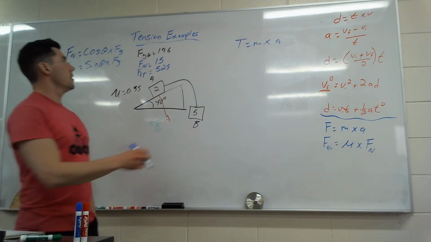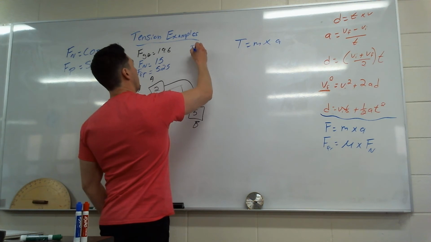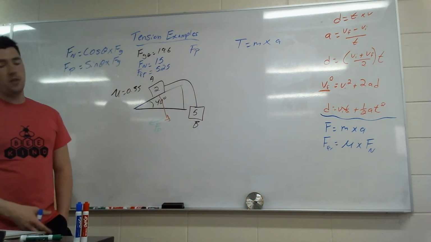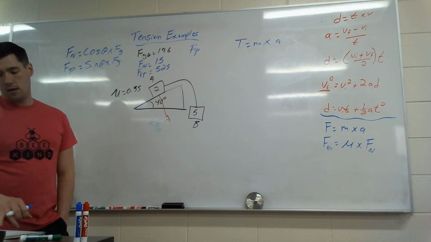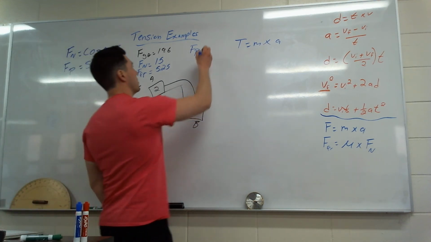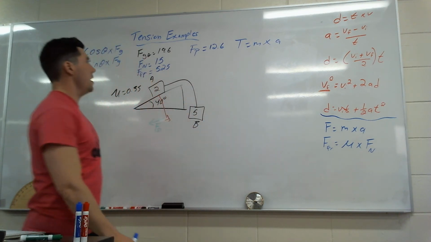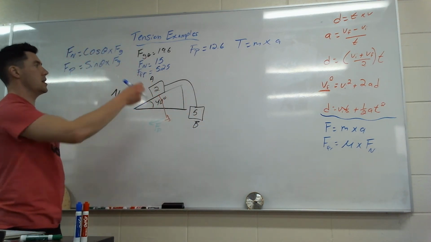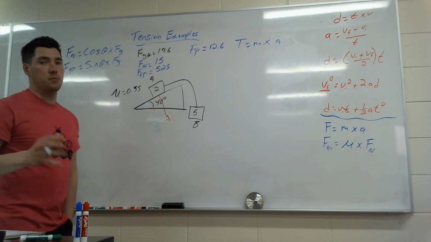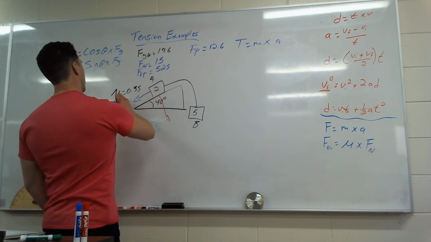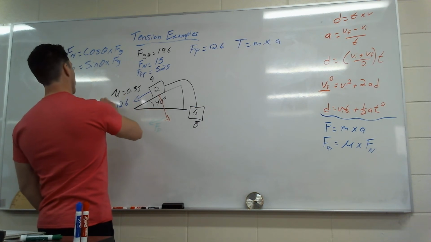All right, let's go with force parallel. How much does this want to go down the ramp? That's sine theta times force gravity, and that'll give me 12.6. So we kind of have two forces on this one pulling down, possibly. We don't technically know yet. We just know the force parallel is 12.6.